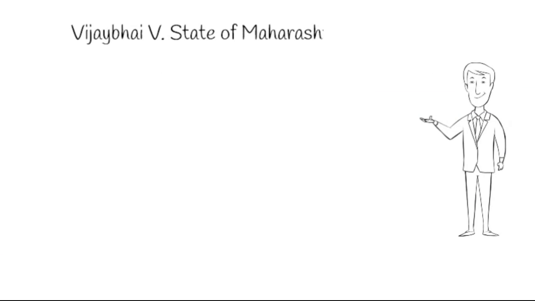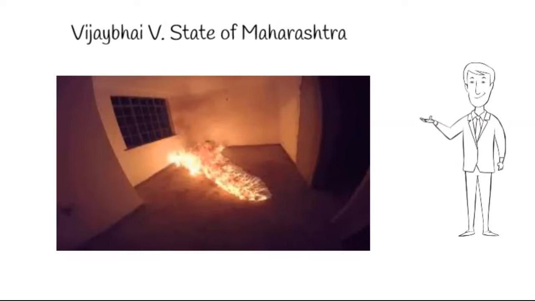Let's look at this with reference to a real-life case. In one of the cases, Vijay Bhai vs. State of Maharashtra, 1995, where the bride committed suicide by pouring kerosene and burning, as a result of cancellation of her marriage due to demand of dowry, the apex court held that there was no direct causal connection between the act of suicide and cancellation of marriage. So, it was clearly stated that the accused cannot be made liable under Section 306, IPC, for abetment of suicide.